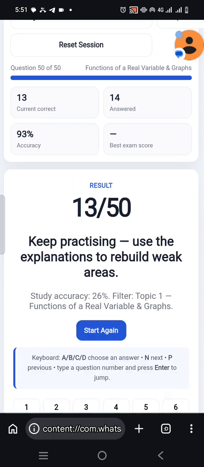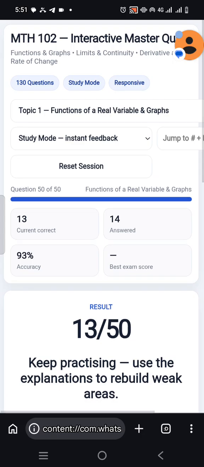So the next question. Okay, we have finished this part. So let's start with limit.